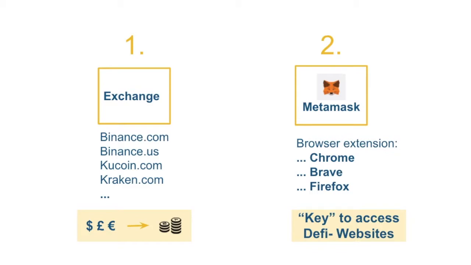So for the exchange, you're going to have to choose what exchange actually works with your location as well. Yeah, so Binance.com, Binance US, KuCoin are normally really smart places to start off with and see if that works for you. And there's lots of other places that you can go also if those don't work. This is so we can actually turn money into crypto. Then MetaMask, this is kind of the key to access your DeFi websites.